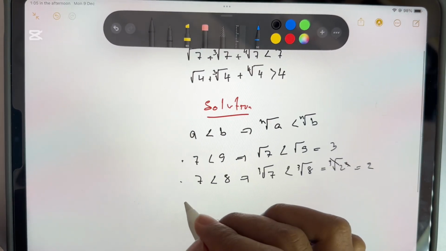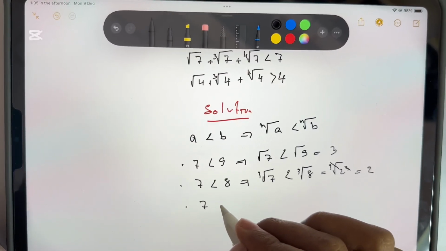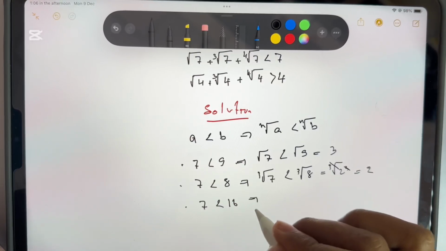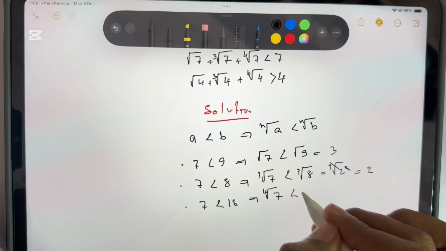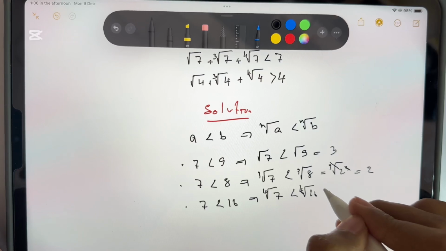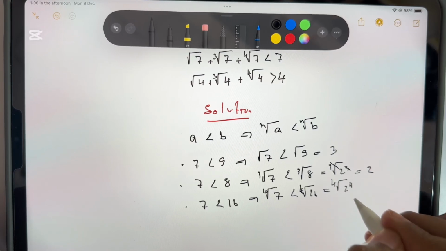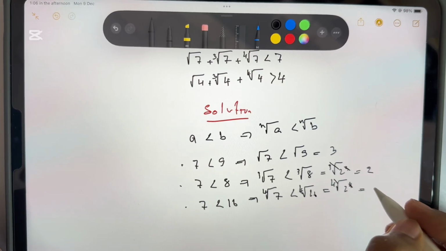The last one: 7 is smaller than 16, so the fourth root of 7 is smaller than the fourth root of 16. And 16 is equal to 2 to the power 4. Here 4 cancels with 4, and it equals 2.